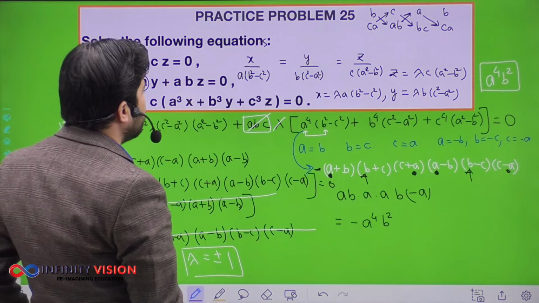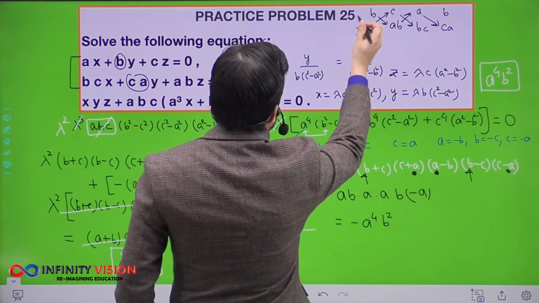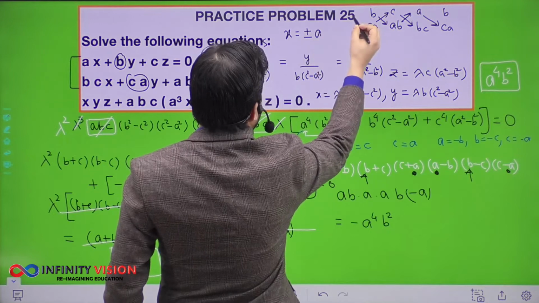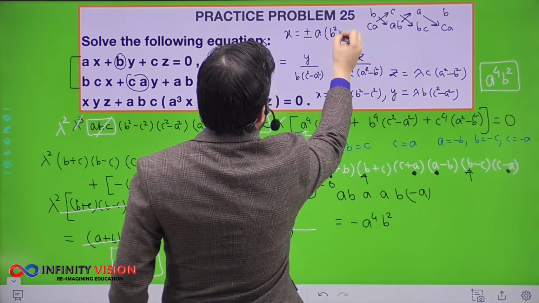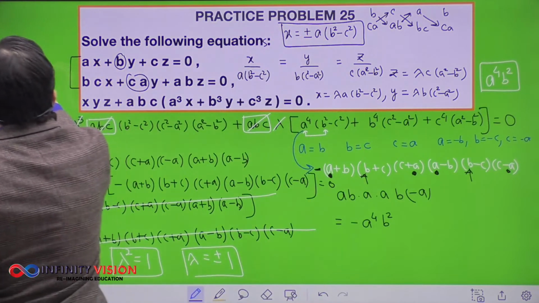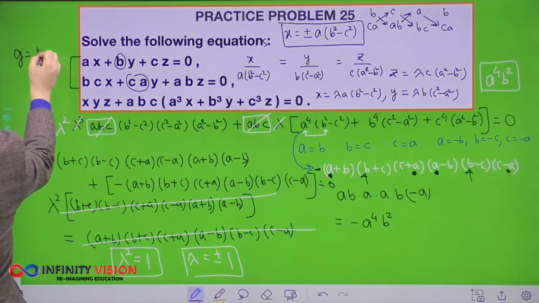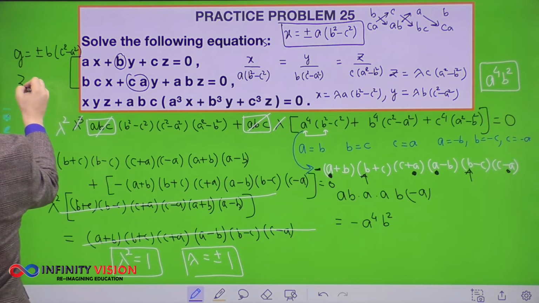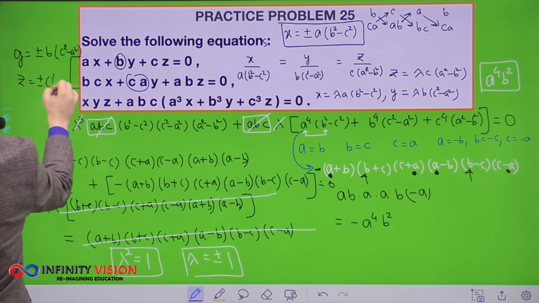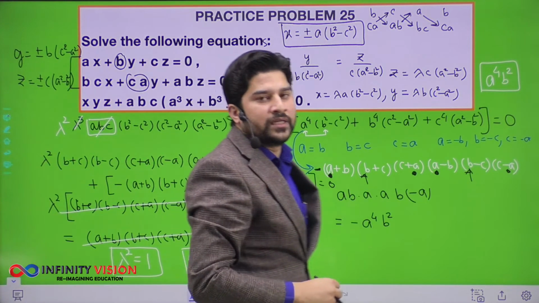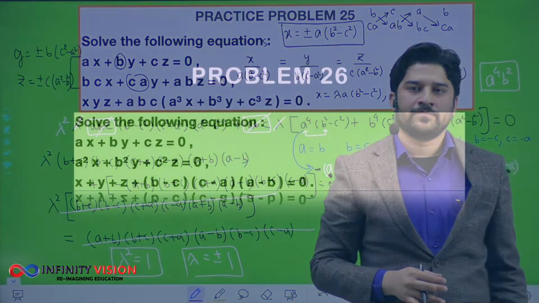So what are going to be your x, y, z? So your x is going to be plus minus a under root into b square minus c square. This is going to be your x. Your y is going to be plus minus b into c square minus a square, and your z is going to be plus minus c into a square minus b square. So this is how we solve these type of cyclical problem.